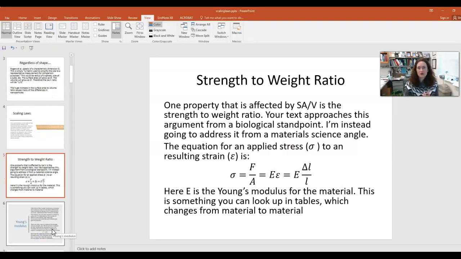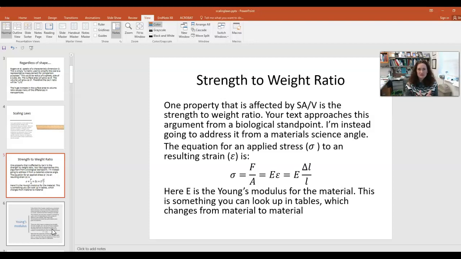So let's do strength to weight ratio. This is everybody's favorite. One property that's affected by the characteristic dimension, and by how the surface area to volume ratio is changing, is your strength to weight ratio. Your text goes through this from a biological standpoint, but I'm going to look at it from a materials scientist standpoint, because condensed matter physics is my background, so I like that one. Your text approaches it from a different direction. You should read the text though.